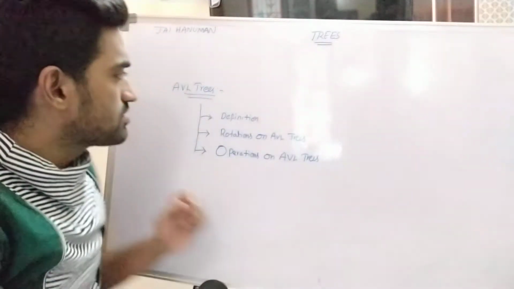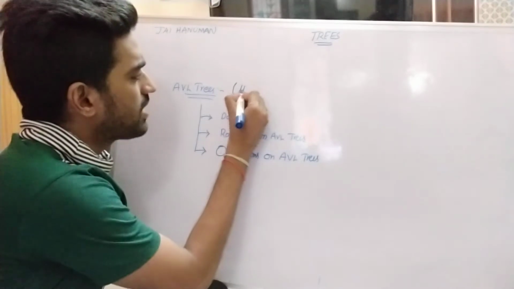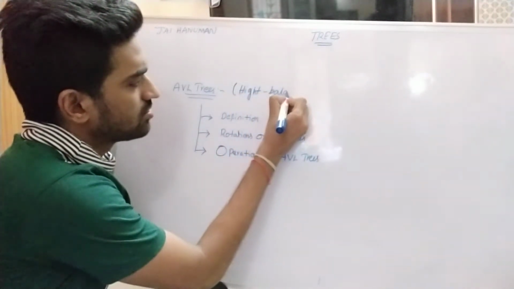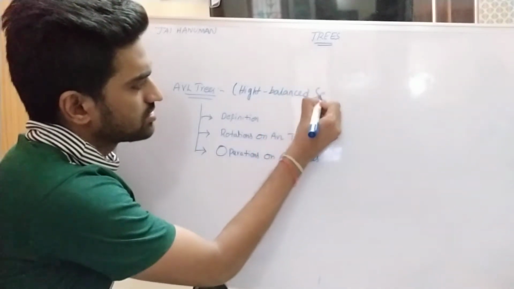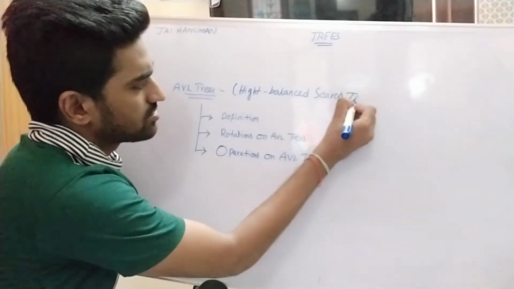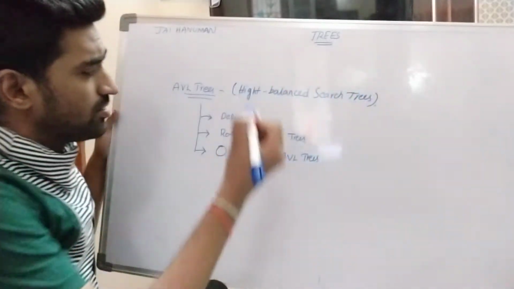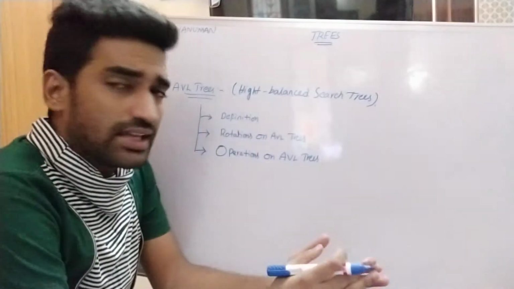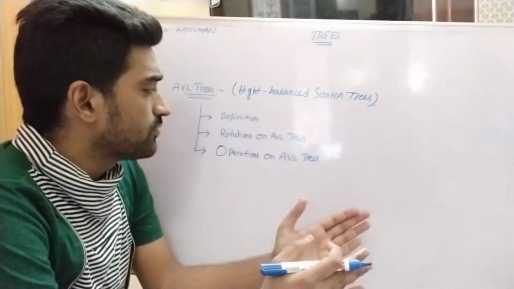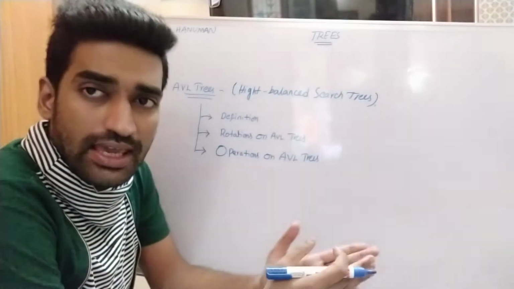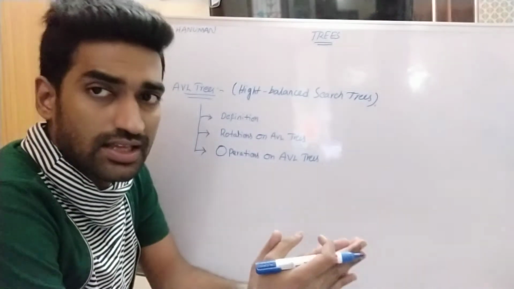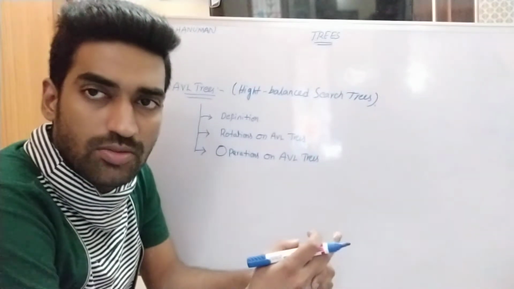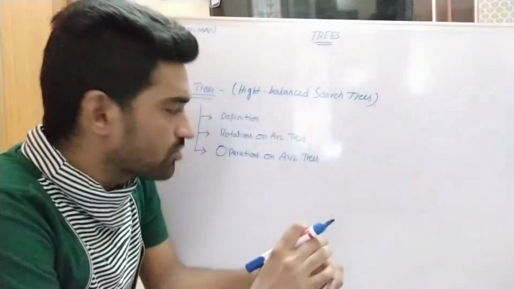AVL trees. These trees are also called height balanced search trees, right? So in this session, we cover the definition of an AVL tree, the different types of rotations applied on AVL trees, as well as operations on AVL trees. Here we are mainly concentrating on the insertion operation as well as the deletion operation for AVL trees. So we are discussing one by one.